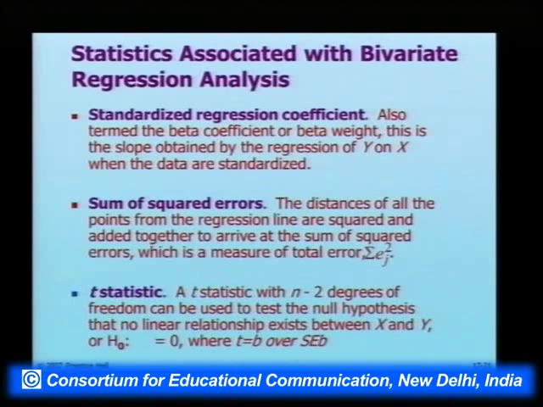Sum of squared errors. The distances of all the points from the regression line are squared and added together to arrive at the sum of squared errors, which is measured as a total error.